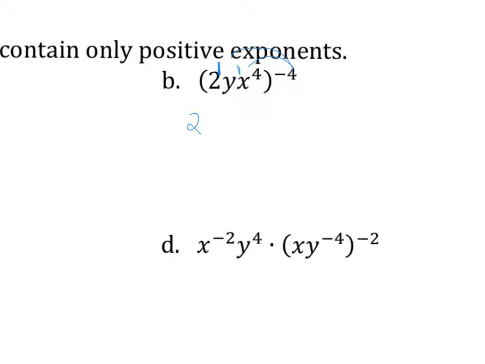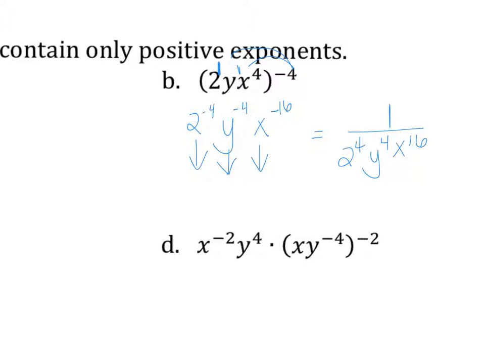So 1 times negative 4 is negative 4. 1 times negative 4 is negative 4. And 4 times negative 4 is negative 16. So since all of these have negative exponents, we drop them all down. So we'll have 2 to the 4th, y to the 4th, x to the 16. And we have to have something up top, so we'll put a 1. And we're done because all of our exponents are positive and all of our bases are combined.